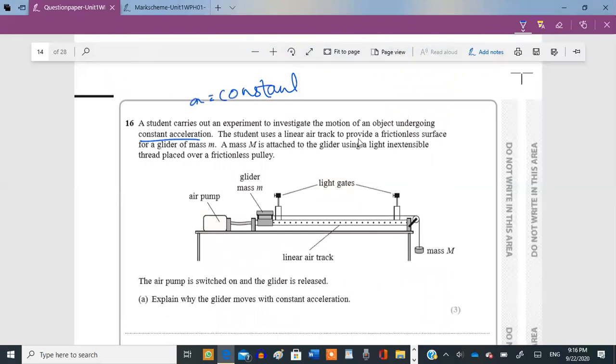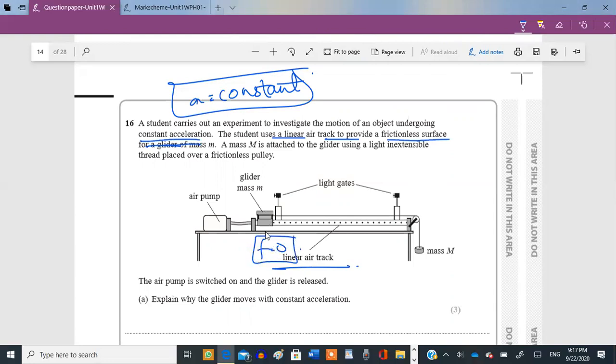The student uses a linear air track to provide a frictionless surface for a glider of mass m. Okay, this is a glider. It can move freely on this track, the air track. That means the frictional force has become zero. Air track means it's going to stay above the track, so friction is zero because of the air inside the track. And they told us in the question that the frictionless surface is there.